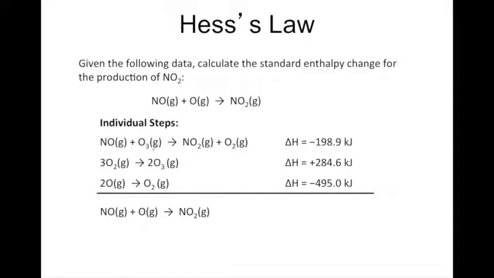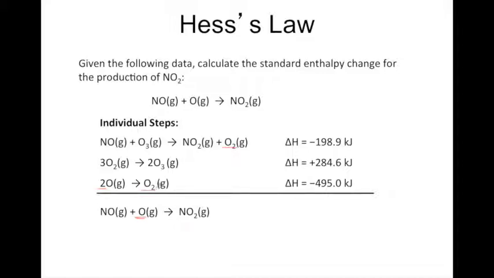Now, if I look at my overall reaction, I see I have 1 mole of O, atomic oxygen, and here I have 2. So I'm going to multiply this reaction by 1/2, and I could do that. And I'm also going to multiply the delta H value by 1/2. Now, if I multiply this reaction by 1/2, just kind of do it in our head, I'm going to get 1 mole of O and 1/2 a mole of oxygen here. So 1/2 a mole here and 1 mole here.